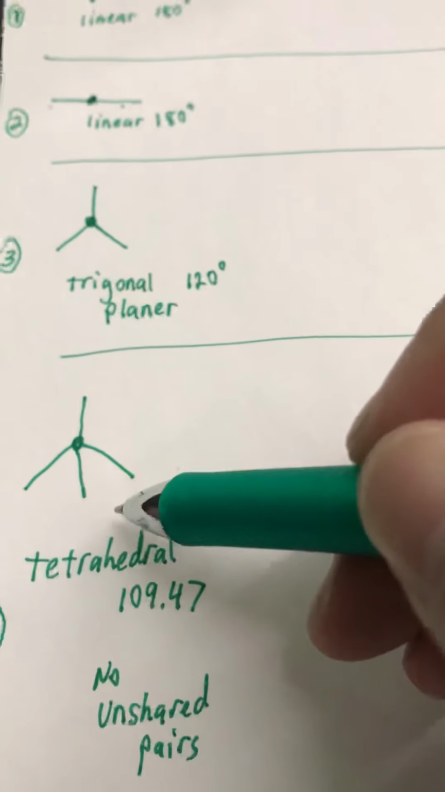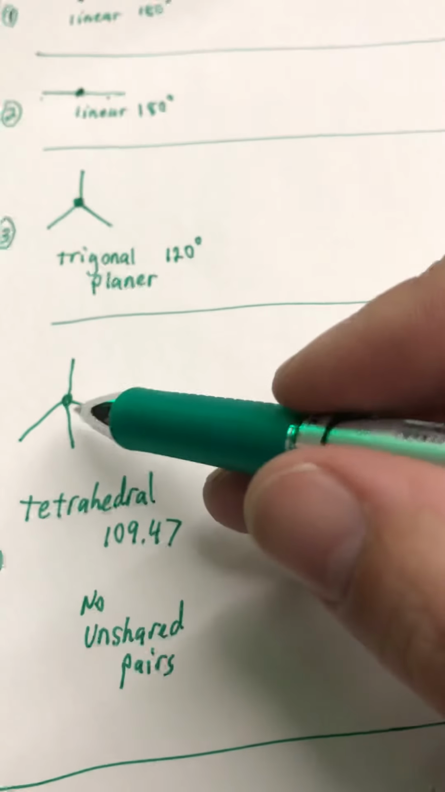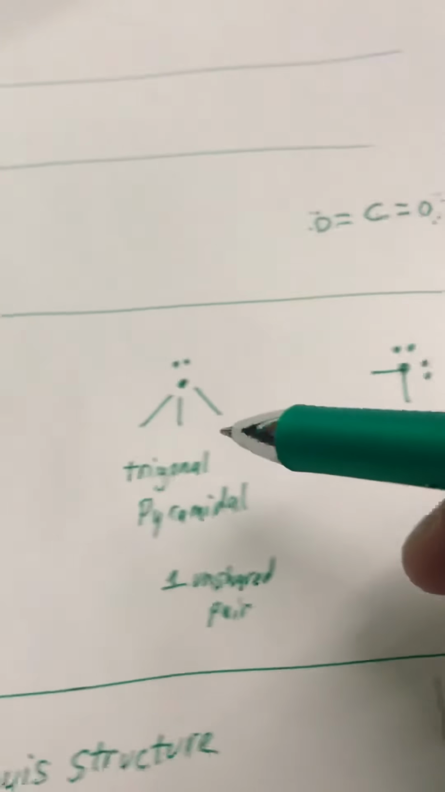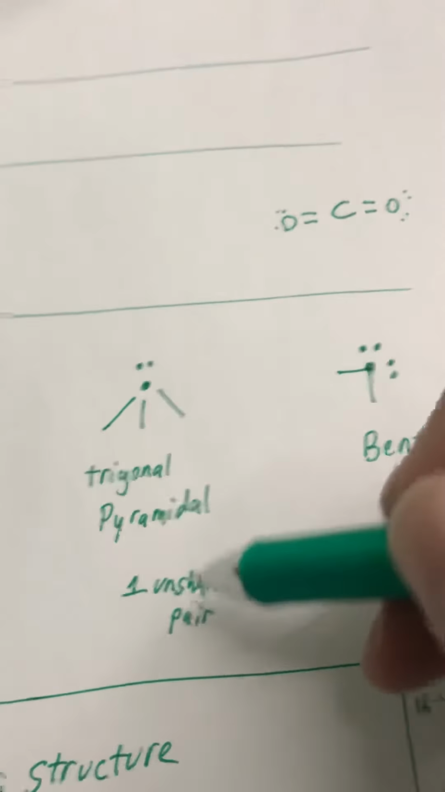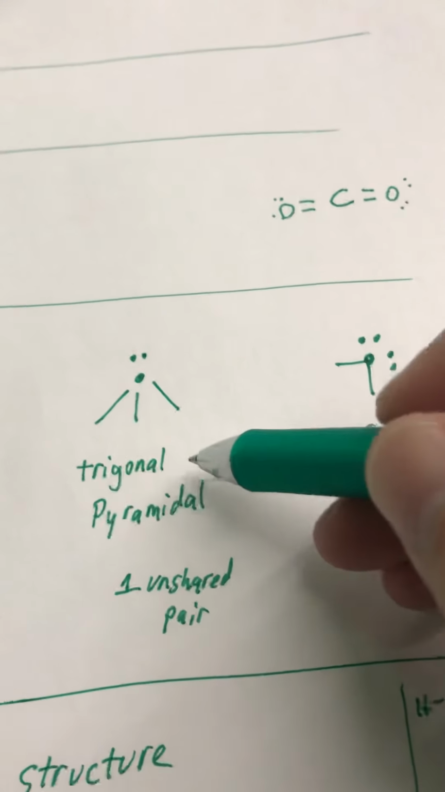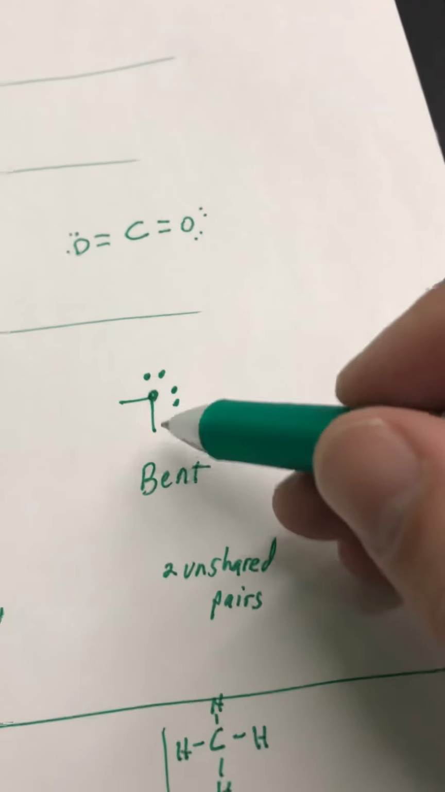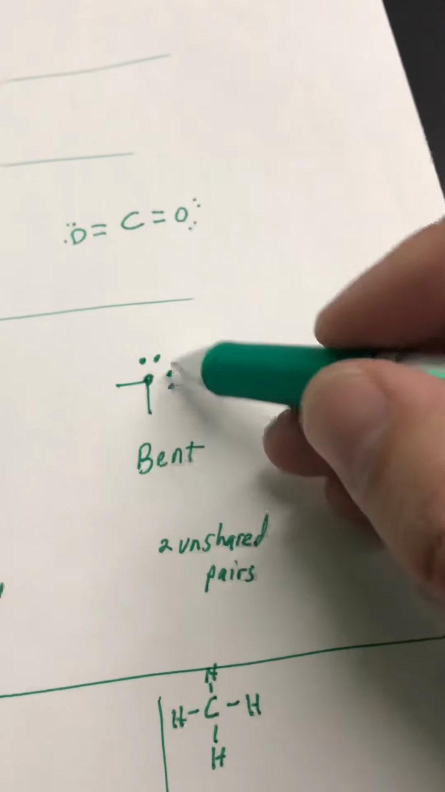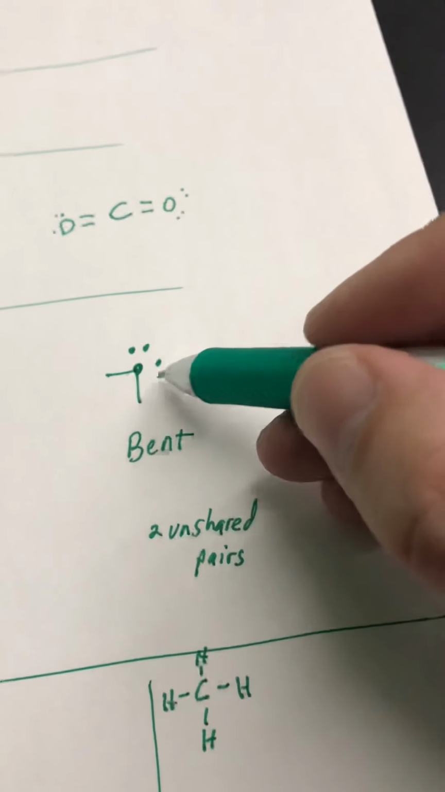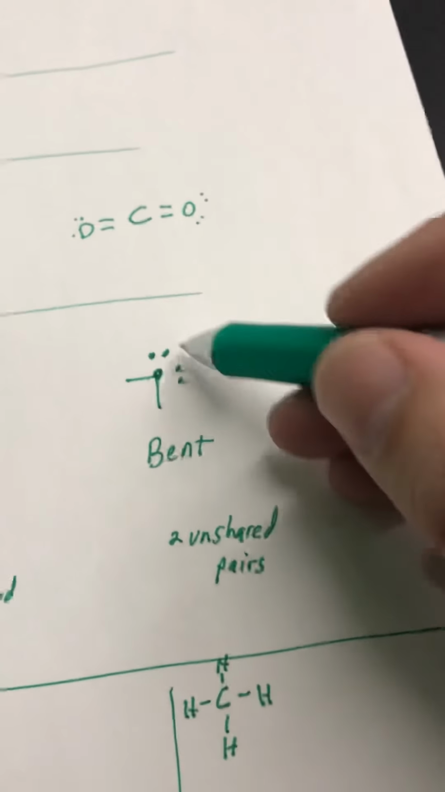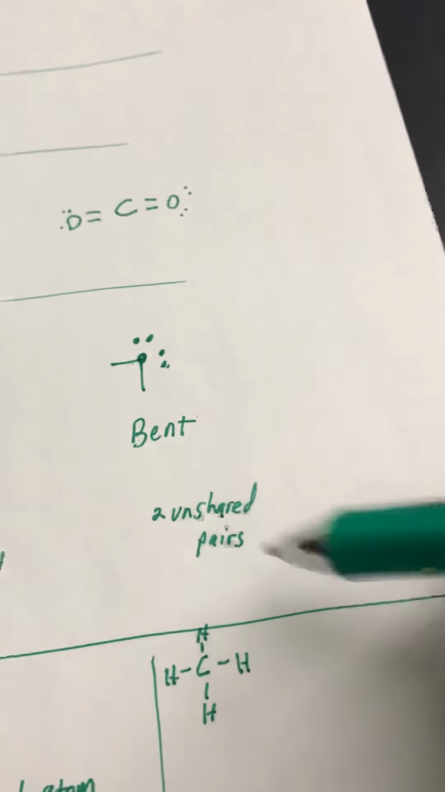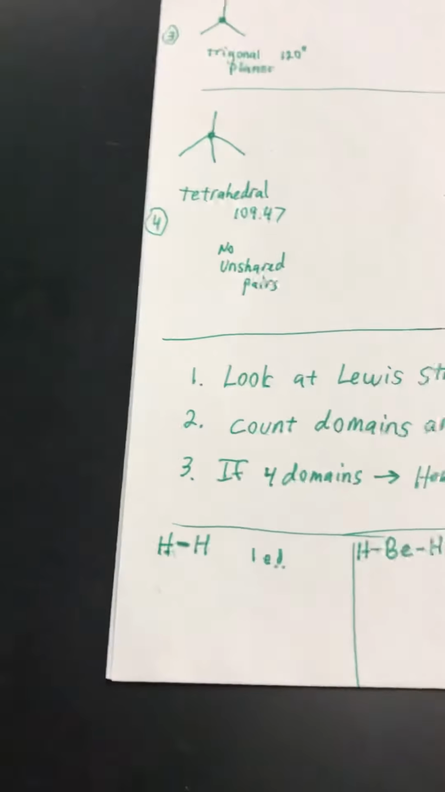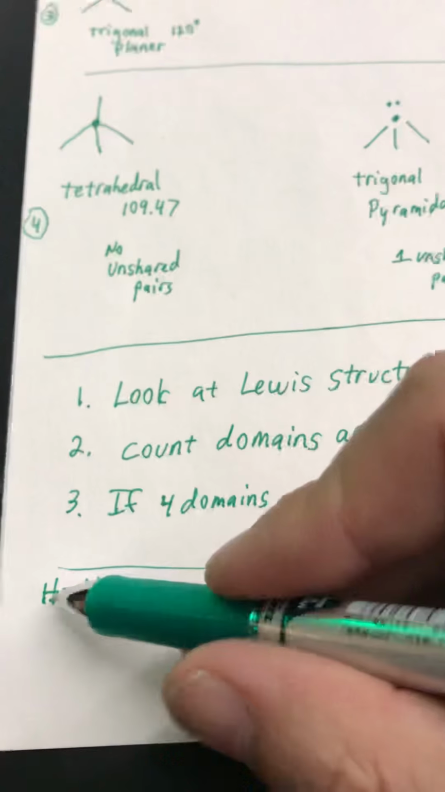I have a hard time trying to draw this, but this looks like a pyramid with an antenna sticking up. If, however, one of these isn't a bond, it's an unshared pair of electrons, then the shape would be trigonal pyramidal. That would literally look like a pyramid, and it would be a bond angle of a little bit less than 109.47. If you had 2 of them that were unshared, so 4 domains total but 2 of them unshared, that would be a bent molecule, again with a bond angle of less than 109.47.